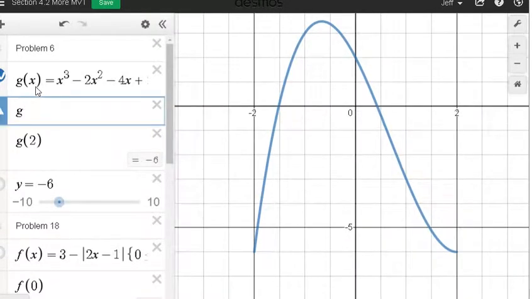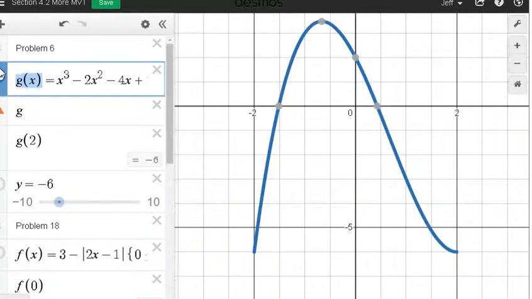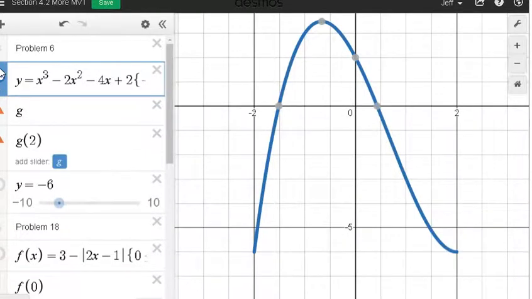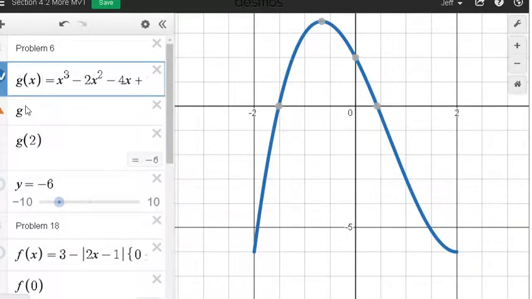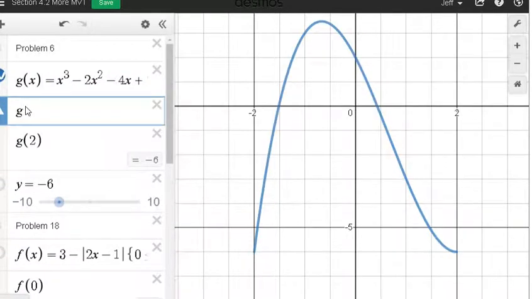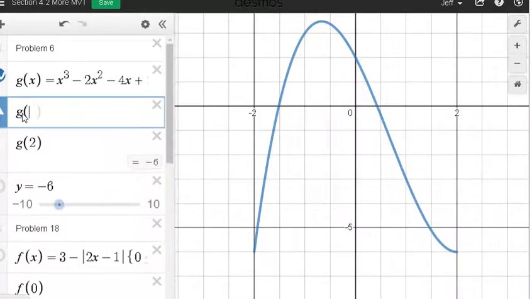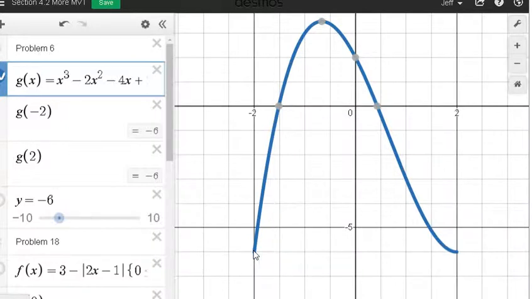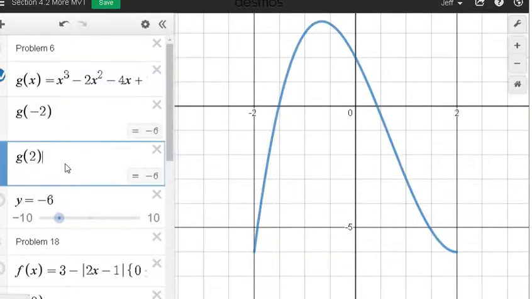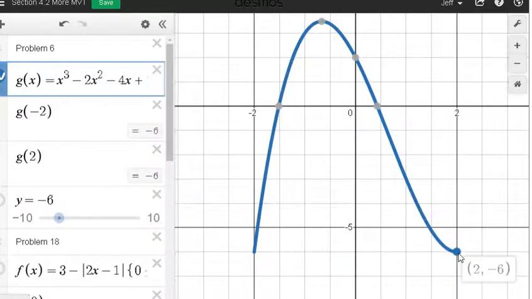The nice thing about defining it, instead of doing y equals this, I did g of x. The nice thing about defining it that way is I can do stuff like this. I can say, all right, well, what's g of, say, -2? G of -2, and it gives me an answer, is -6. And I can see that down here. G of -2 is -6. And likewise, g of 2 is also -6.